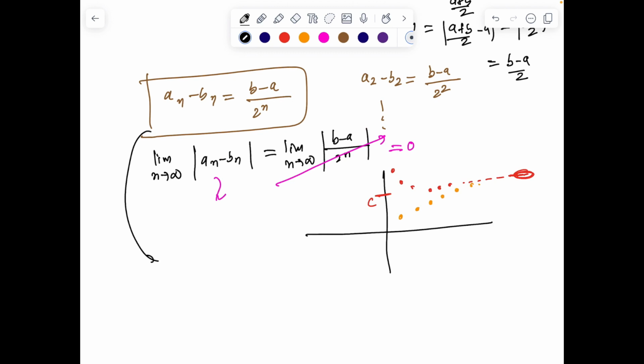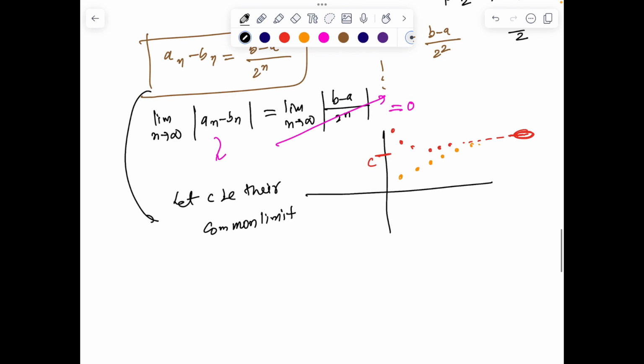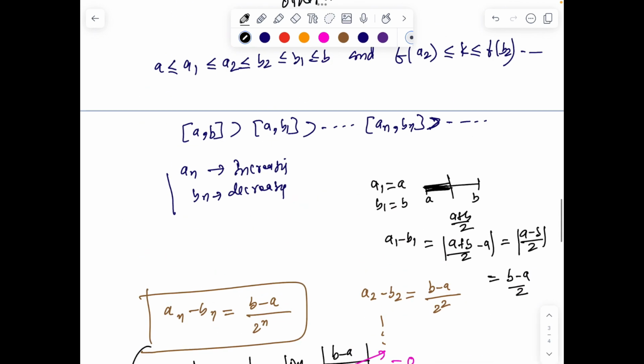So both of them will converge to the same limit, and let's say that convergent limit is c. So let c be their common limit, that is, a real number c belonging to the closed interval a to b.